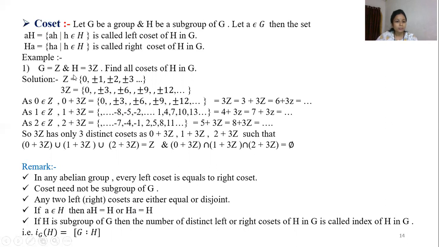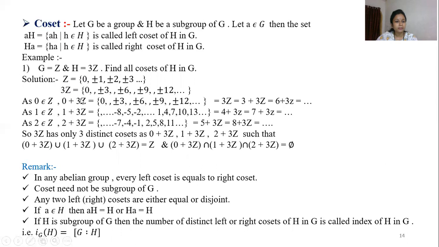Next, as 2 belongs to Z, what do we obtain? 2 plus 3Z. Add 2 to each and every member of 3Z. 0 plus 2 is 2, 3 plus 2 is 5, 6 plus 2 is 8, 9 plus 2 is 11. Similarly, negative: 2 minus 3 is minus 1, 2 minus 6 is minus 4, 2 minus 9 is minus 7. Okay, 0, 1, 2.